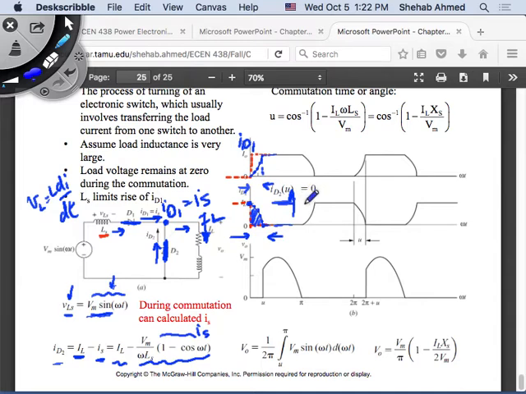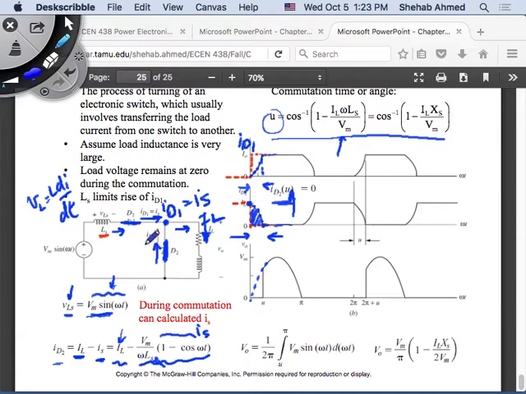We create this equality and solve for u, right? The only thing missing here is u. So instead of omega t, I put my u here, and then I will have an equation in terms of IL, Vmax, omega, and my inductance. Okay, so I solve this equation for u, and then I can use this u to find out how much loss I had in my output voltage.